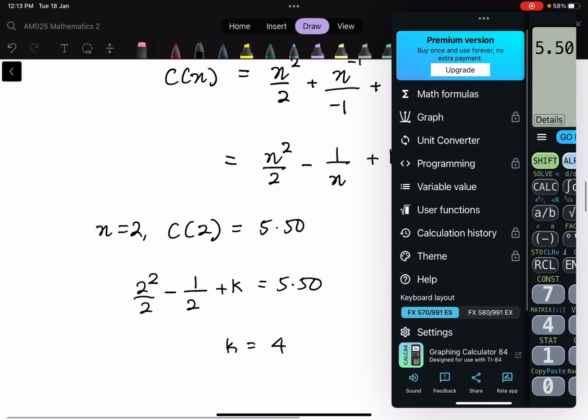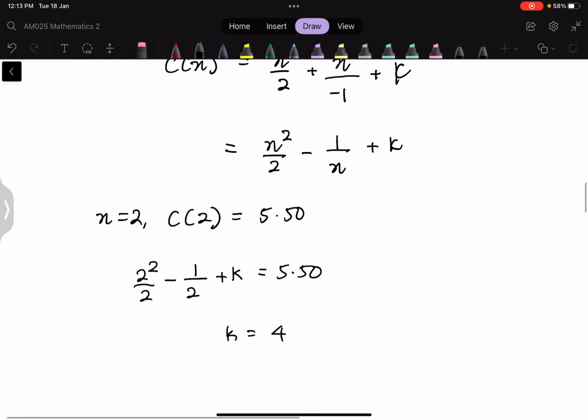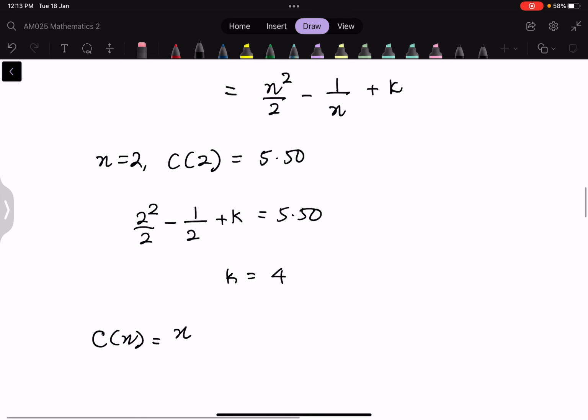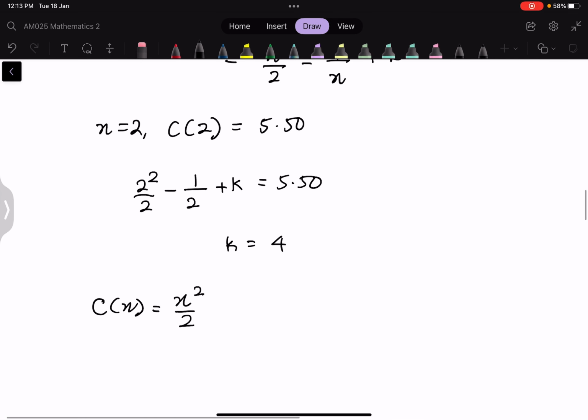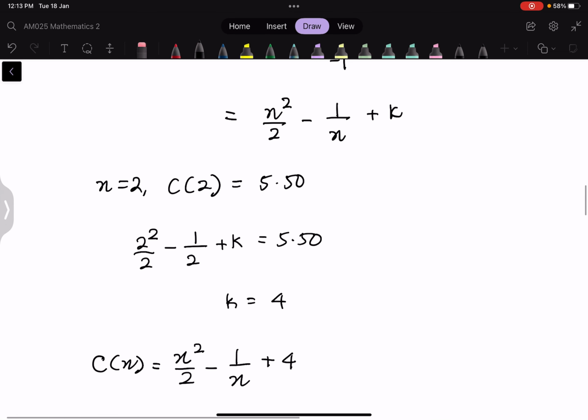Then we can find our cost function, which is x squared over 2 minus 1 over x plus 4. So that's it.